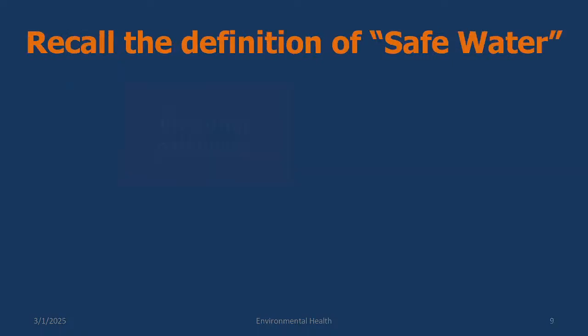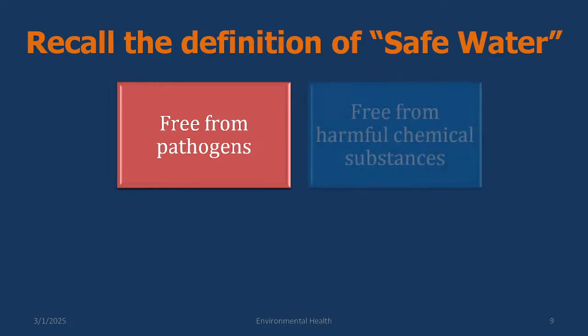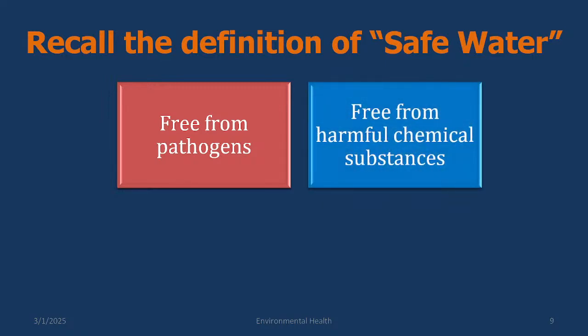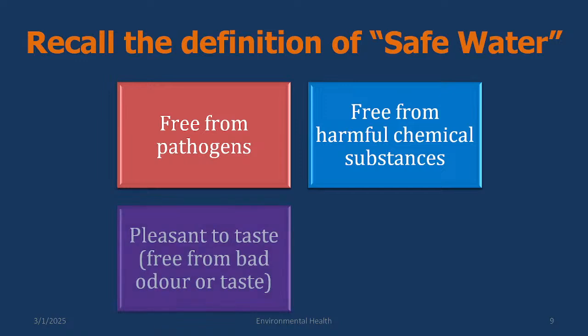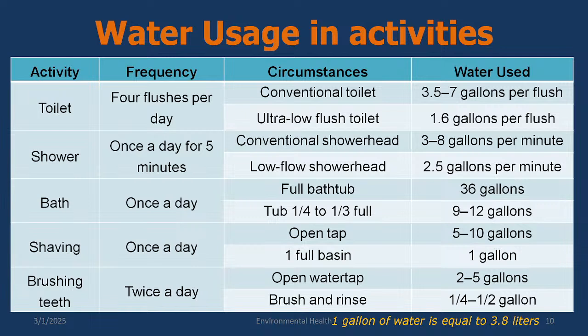So if you can recall the definition of safe water, it had 4 components. It should be free from pathogens, means bacteriological hazards are not there. Should be free from harmful chemicals, so chemical hazards are not there. Physical hazards, so bad taste or odor, so it should be palatable, and it should be available and usable for domestic purpose, then it's called safe water. So today's entire session is about how to make water safe. Why we are talking about this?